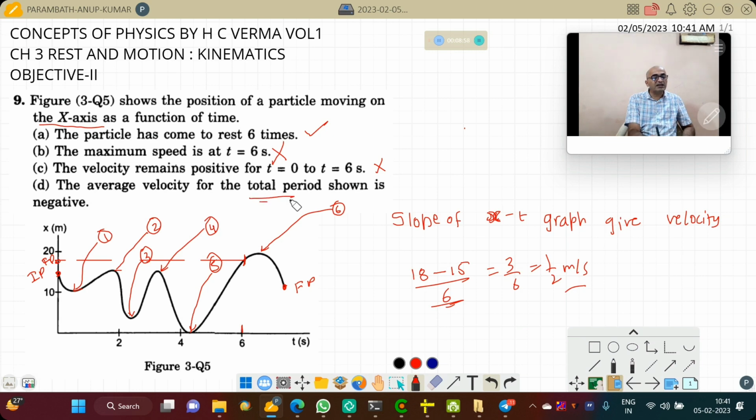So for the total period, you have to be careful. If the total period you are considering is from 0 to 6, fine. HC Verma sir's answer is correct. A is correct. But if you are considering this as the final point, then your answer is negative. Then this is not correct. Both A and D are correct. So considering only from 0 to 6, which HC Verma sir might have considered, we are putting this as wrong. Only A is correct. Okay, students. I hope things are clear to you.